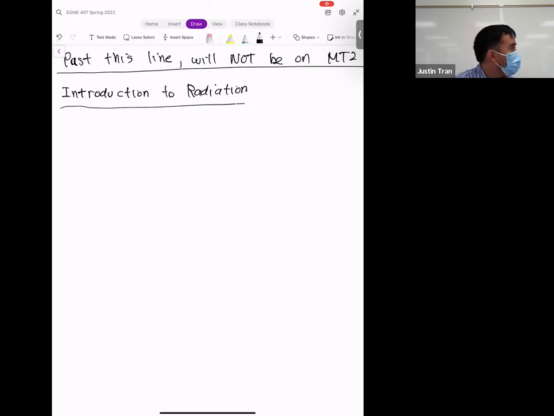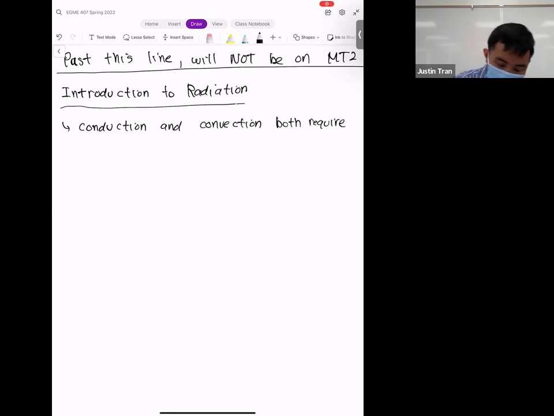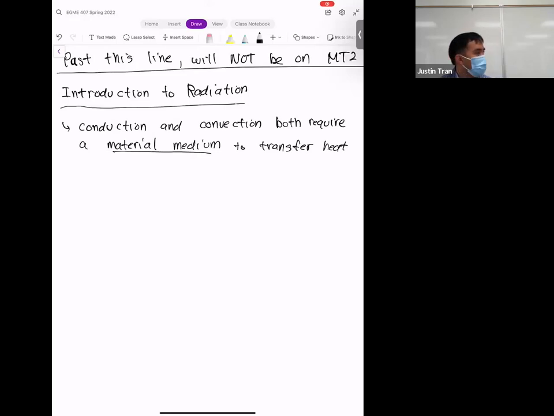Radiation is kind of like the odd member of the family. Radiation is very different from the other two. Let me start by saying this. Conduction and convection both require what's called a material medium in order to occur. In other words, there needs to be some matter present in order for conduction or convection to take place.